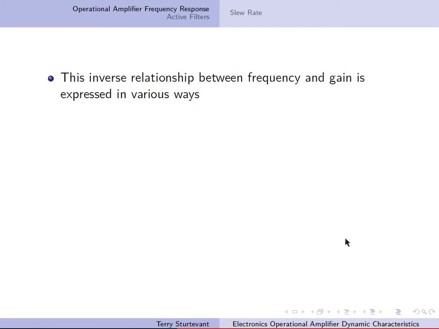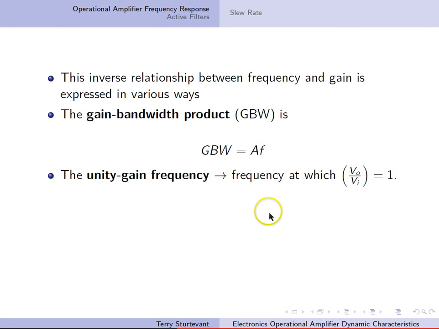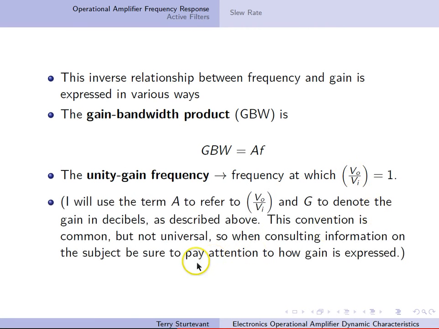The inverse relationship between frequency and gain can be expressed various ways. The gain bandwidth product is the gain times the frequency, and the unity gain frequency is the frequency at which V out over V in equals 1. I will use the term A to refer to that ratio and G to refer to the gain in decibels, so that whenever I use the symbol G, it means decibels. When I use A, it just means the ratio of the output to the input. This convention is common but not universal, so when you see material about the gain, make sure that you understand which way it's being expressed.